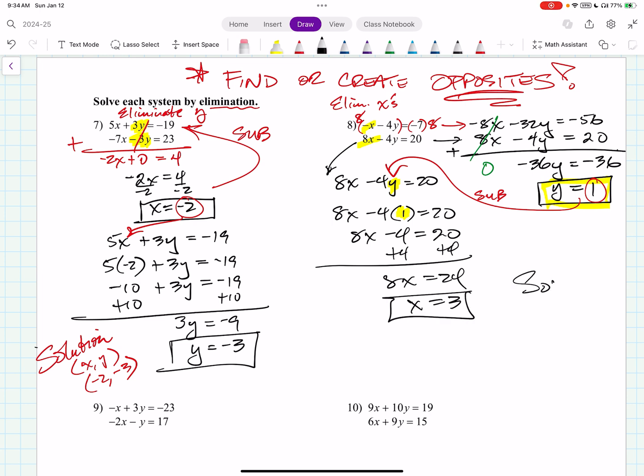So my solution in this case is 3 comma 1, right? It's always x comma y. There we go.